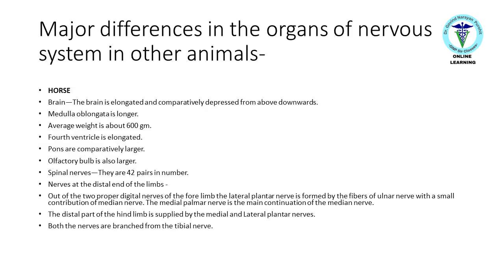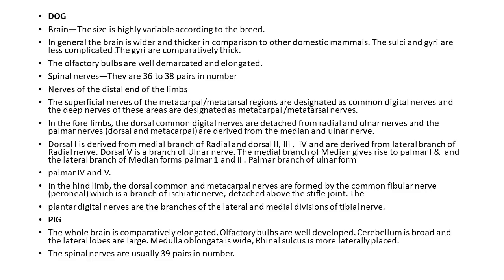Different animals have unique nervous system structures. For example, horses have elongated brains and larger olfactory bulbs, while dogs have a highly variable brain size according to breed. Pigs have a broad cerebellum and a large number of spinal nerves. In dogs, the brain is wider and thicker compared to other domestic mammals.